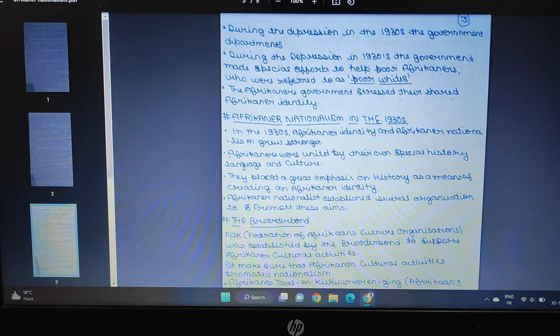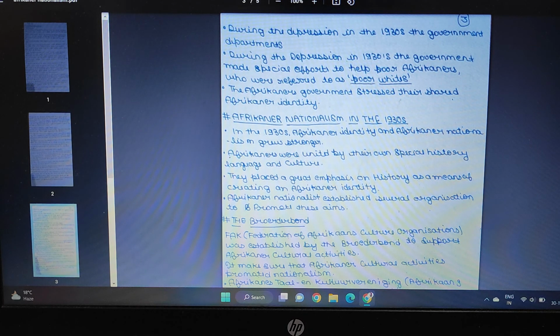During the depression in the 1930s, the government made special effort to help poor Afrikaners who were referred to as poor whites. The Afrikaner government stressed their shared Afrikaner identity.